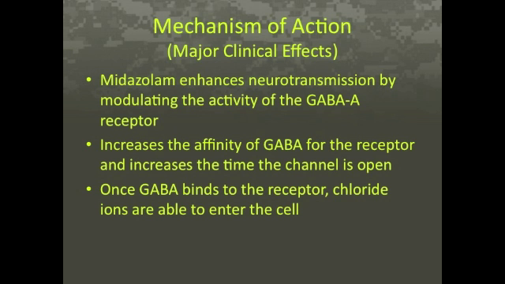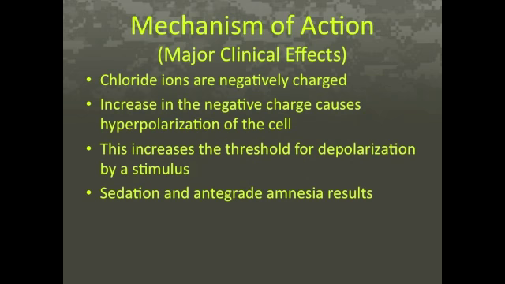Midazolam enhances inhibitory neurotransmission by modulating the activity of the GABA receptor in postsynaptic membranes. The binding of the drug increases the affinity for the neurotransmitter GABA on the receptor and increases the length or duration that the channel is open. Once GABA binds to the receptor, the previously closed chloride channels are now open. Chloride ions are negatively charged. Therefore, when they come into the cell, they hyperpolarize the cell. This increases the threshold for depolarization by any type of stimulus. Sedation, anterograde amnesia, and anxiolysis is the result.